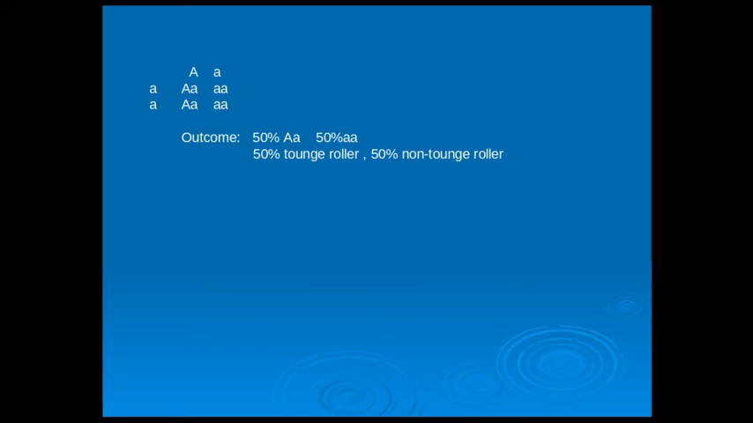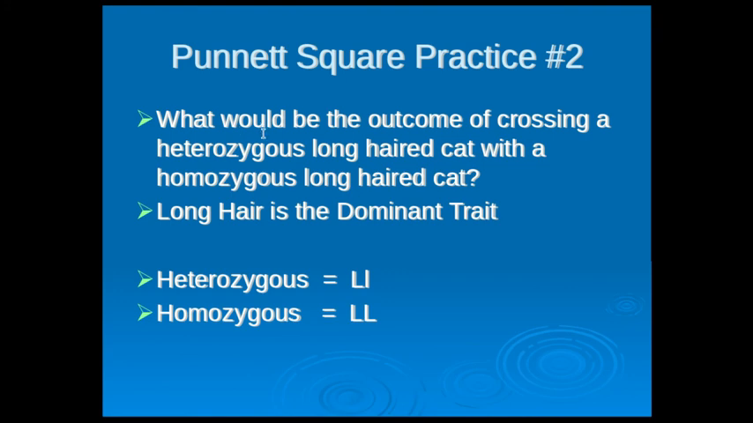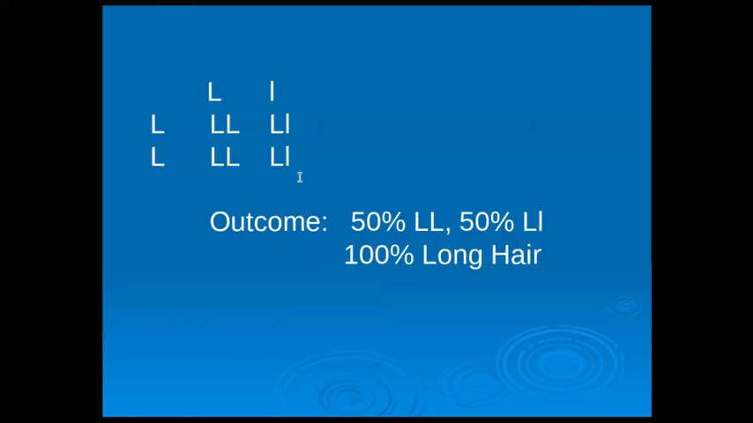So the next one: what would be the outcome of crossing a heterozygous long-haired cat, so long hair is dominant, with a homozygous long-haired cat? So that's showing the alleles, they would be like this, all right? So you have this one little allele here, same thing. Separate them out and then come together from the separate angles. These two here come together. This one and this one come together. The small L and the large L come together. And the small L and the large L come together. So the outcome is 50% homozygous dominant and 50% heterozygous dominant. All right? But with those two things, 100% will be long hair.